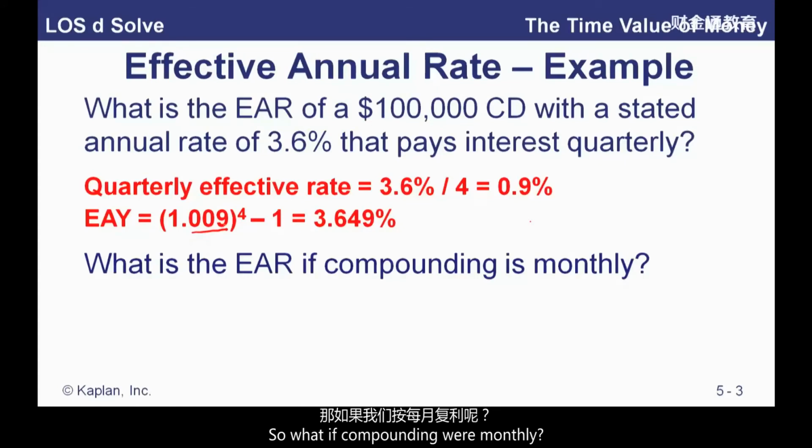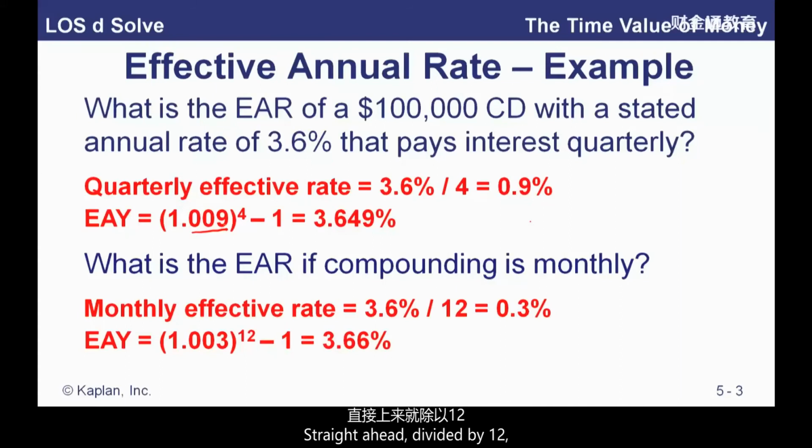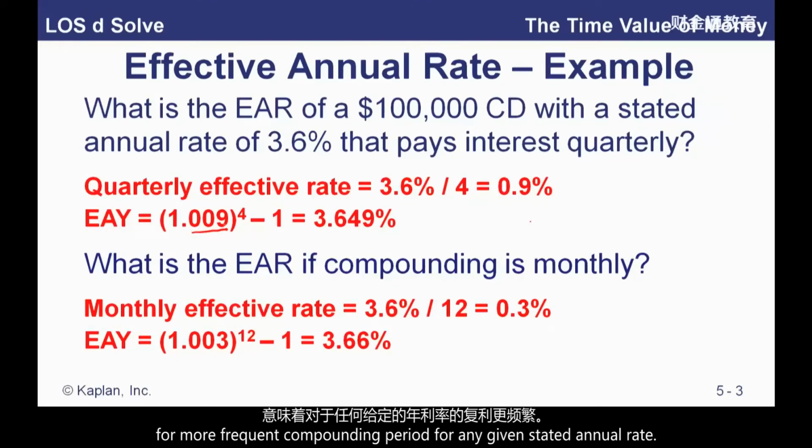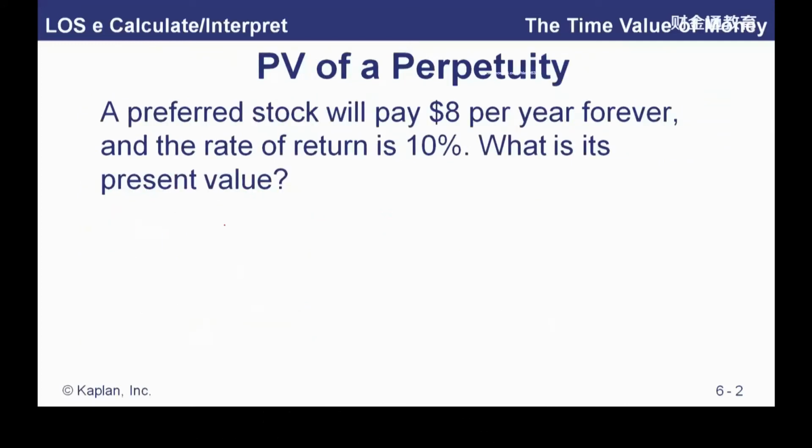So what if compounding were monthly? Straight ahead, divide it by 12, get 0.003, compound that for 12 periods. So we take 1.003 to the 12th power, subtract 1, and get 3.66%. Again, the effective annual rate is higher for more frequent compounding periods for any given stated annual rate.